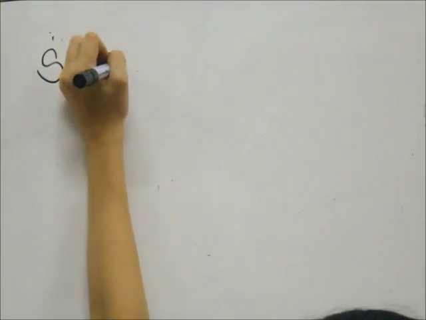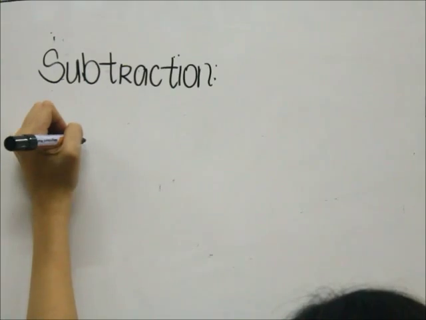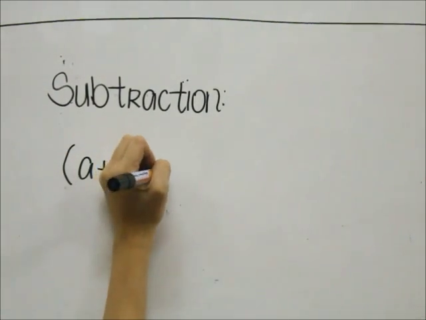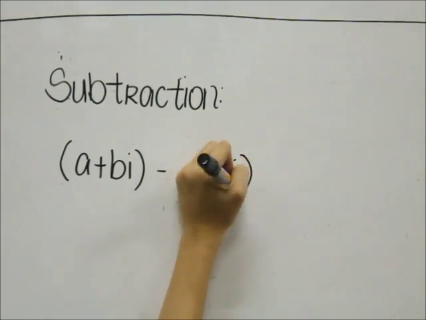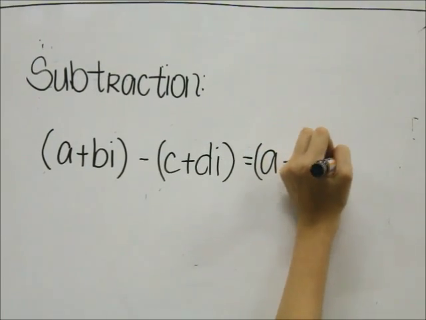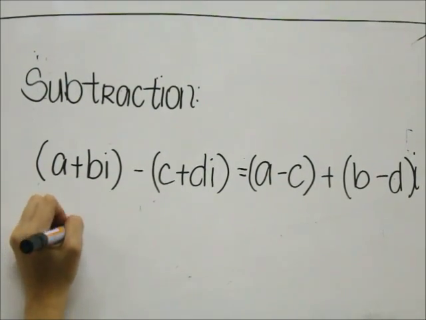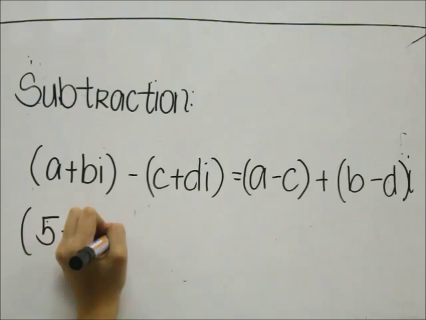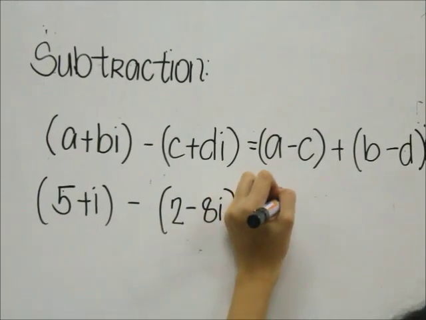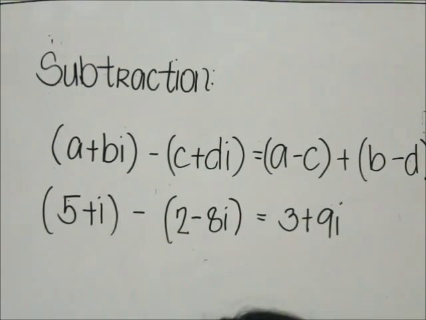For subtraction, to subtract complex numbers, we must subtract the real part from the real part and the imaginary part from the imaginary part. (a + bi) - (c + di) is equal to (a - c) + (b - d)i. (5 + i) - (2 - 8i) is equal to 5 minus 2, 3, and i minus negative 8i is positive 9i.